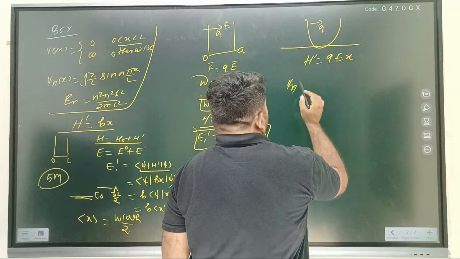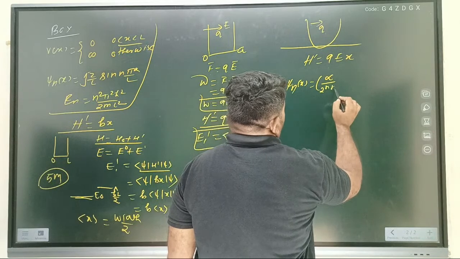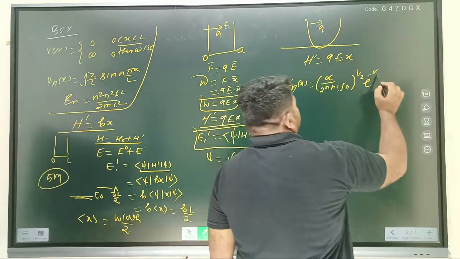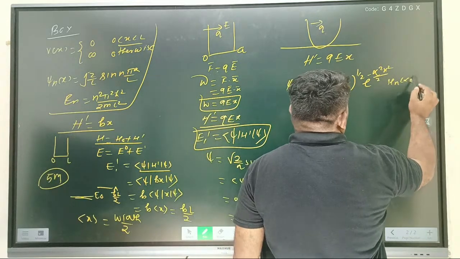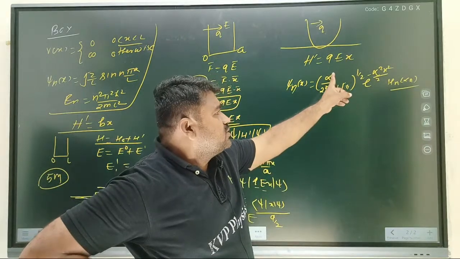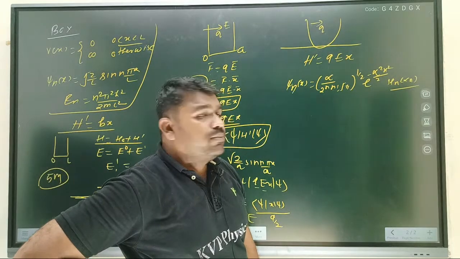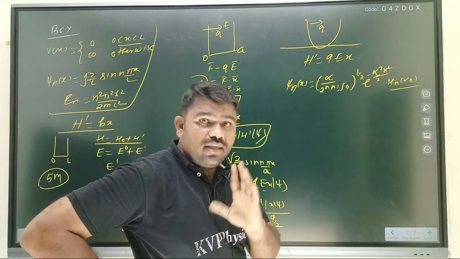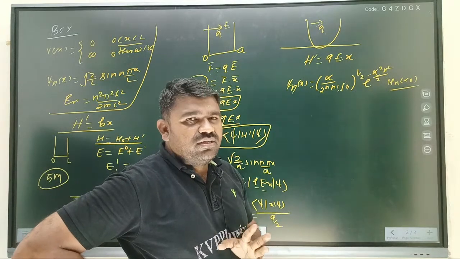The LHO wave function is psi of x equal to alpha upon 2 raised to n factorial root pi, whole to the power 1 by 2, e to the power minus alpha square x square upon 2, into Hn of alpha x. Now the first part is constant. Alpha upon 2 raised to n factorial root pi, whole to the power 1 by 2, is constant. E to the power minus alpha square x square upon 2 is an even function, because when x is replaced by minus x, we again get the positive one. This is the even function.